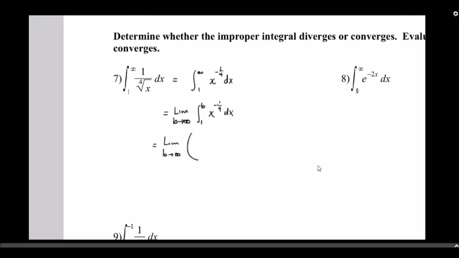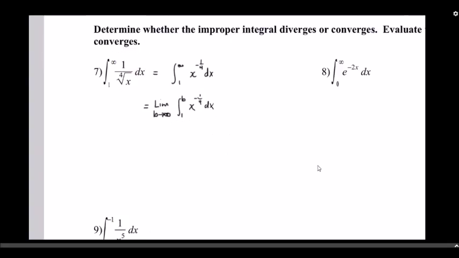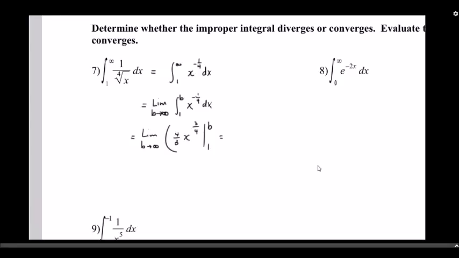So now let's take a look at the antiderivative. So if we have -1/4 and we add 1, that's going to be 3/4. So we've got x to the 3/4, and then we divide by it or multiply by 4/3. That's the antiderivative, but remember we need to now evaluate that with the fundamental theorem of calculus from 1 to b. So that's 4/3 times b to the 3/4 minus 4/3 times 1 to the 3/4.